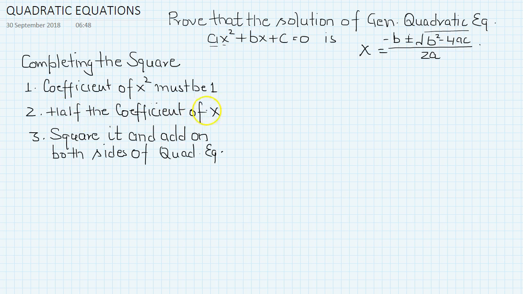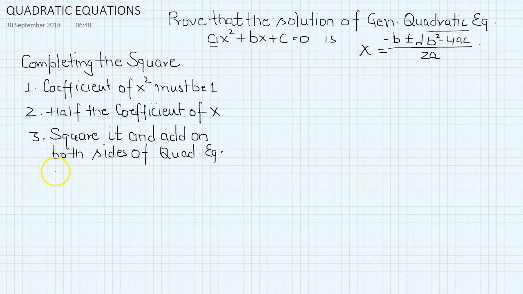Second is half the coefficient of x. Whatever is the coefficient of x, you divide it by 2. And third is square it. After dividing it, you square it and add it on both sides of the equation. Let me take an example to explain to you.